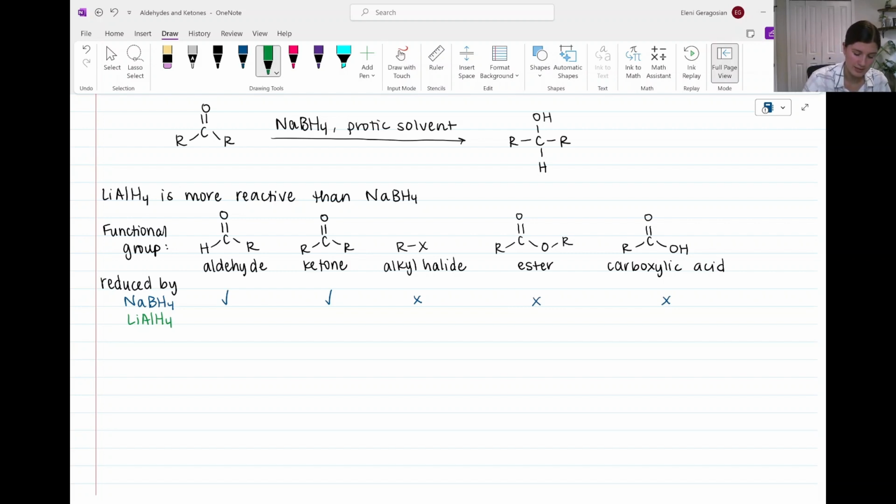Lithium aluminum hydride, on the other hand, can reduce aldehydes and ketones, can reduce an alkyl halide, can reduce an ester, and can reduce a carboxylic acid. So depending on what functional groups you're starting with, it's important to use the reducing agent that will reduce your molecule.